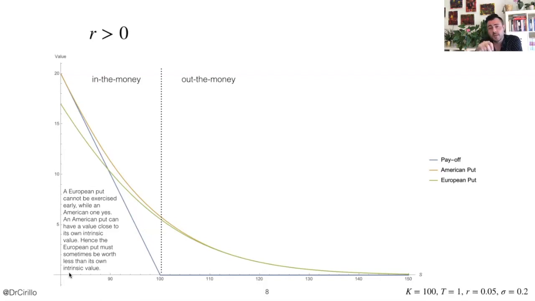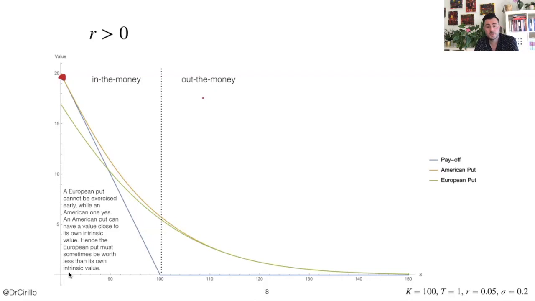So our European put cannot be exercised until maturity. So for example, we cannot have a strategy like the one that we have considered. And if you consider that strategy, it is interesting to observe why the value of our European put is below the payoff. Because when you are very deep in the money, for the American, you can exercise, and then you exactly get your value. But for the European, you cannot.